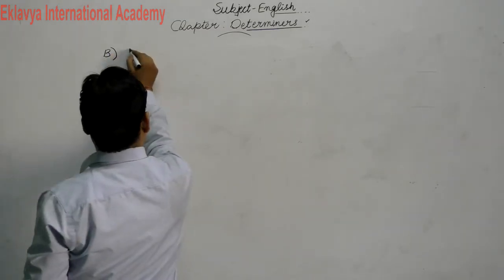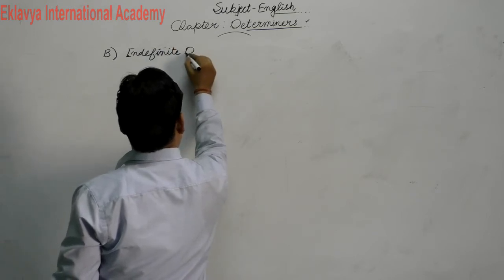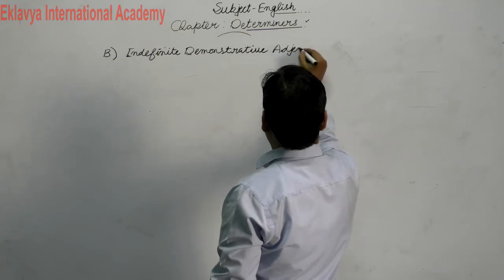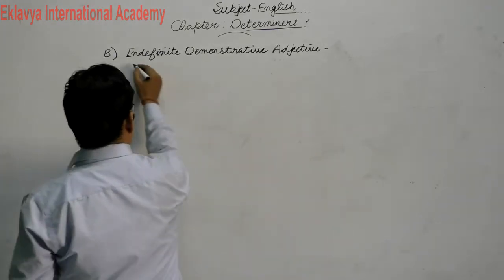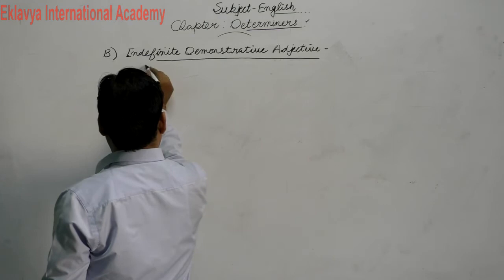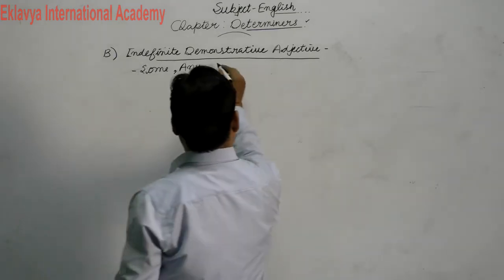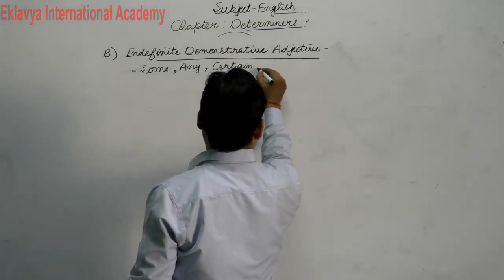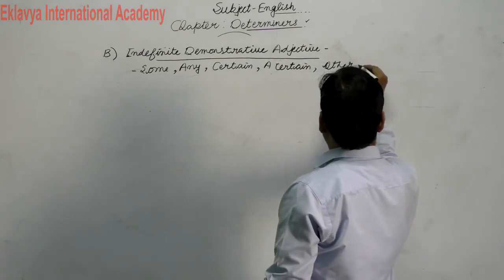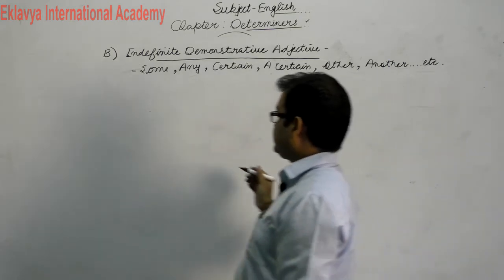Point number B is indefinite demonstrative, indefinite demonstrative adjective. The words we have like some, any, certain, a certain, other, another, etc.